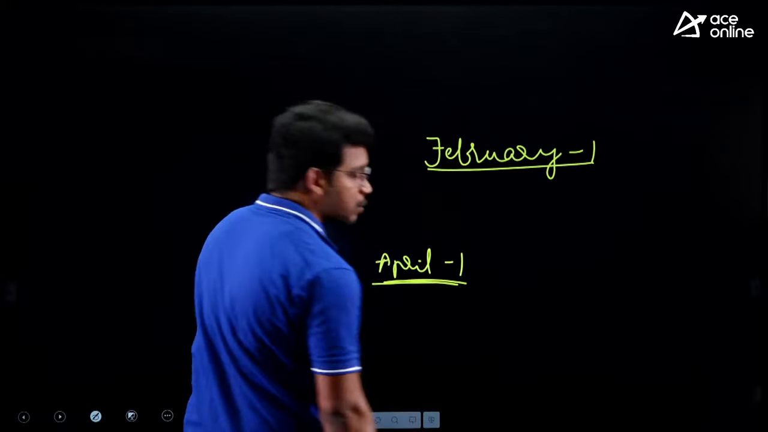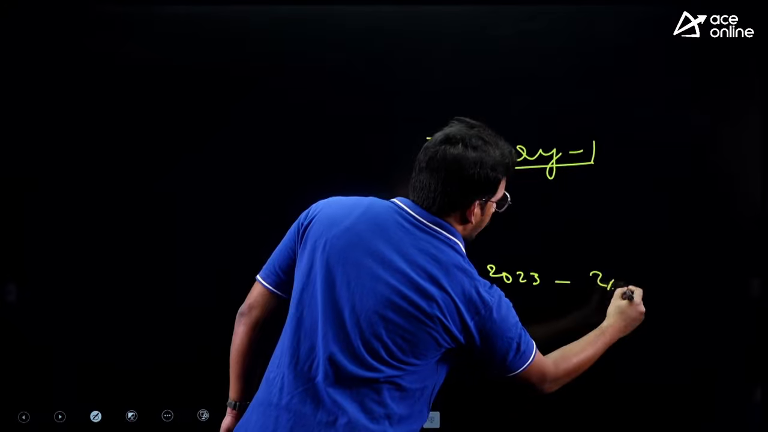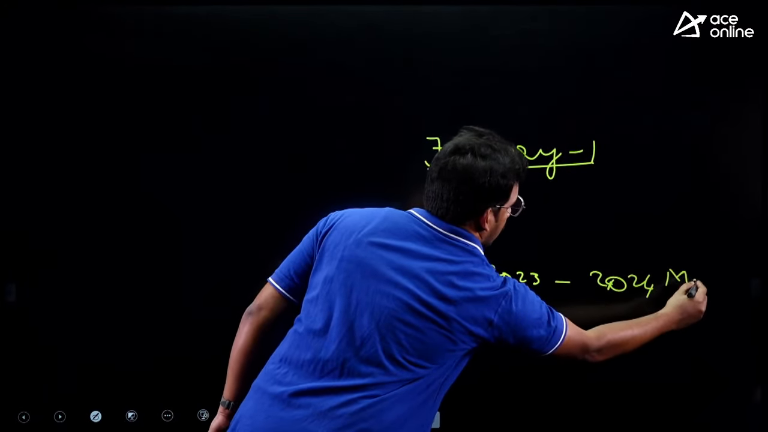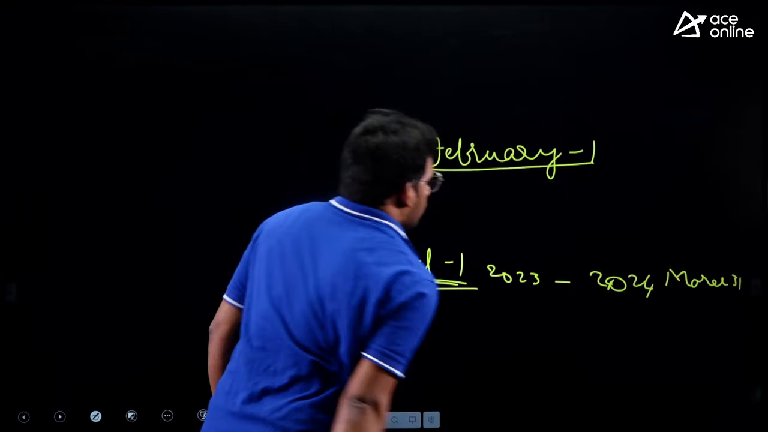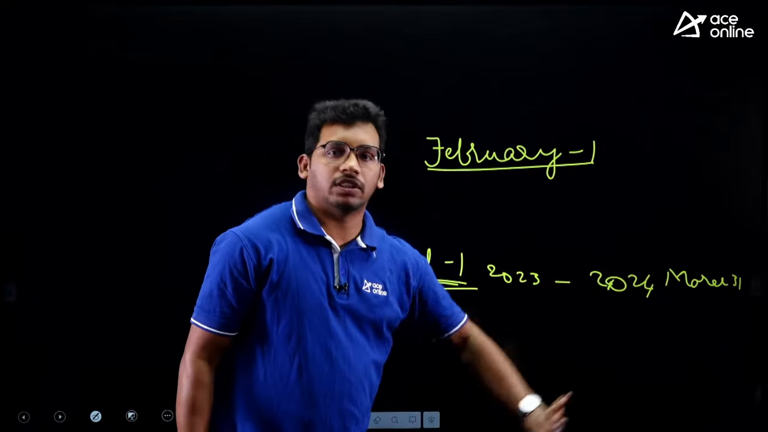Every year, the actual cycle starts from April 1, 2023 for example, last year, to April 1, 2024, or March 31, you can say. So this is the annual financial cycle, April 1 to March 31.